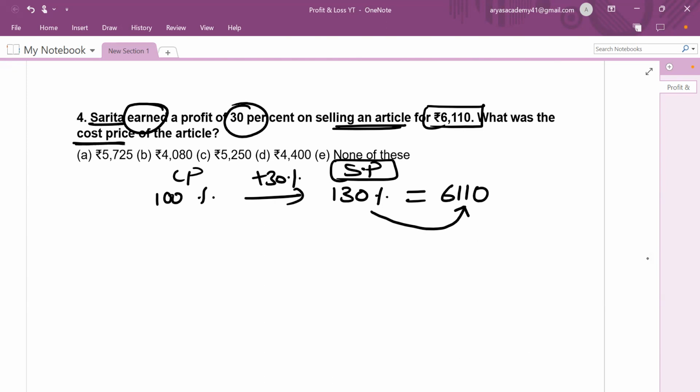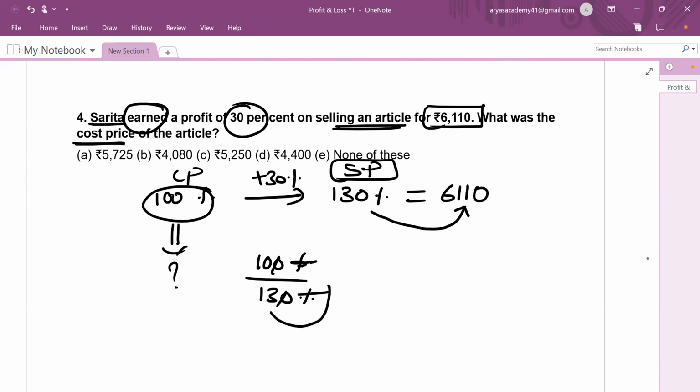What is the cost price? What is the value of 100%? So this is the question mark. So you want the value of 100%, whereas you actually know the value of 130%. So percent cancel, 0 cancel, and you have to multiply what? The value of 130%, or the actual selling price, 6,110.